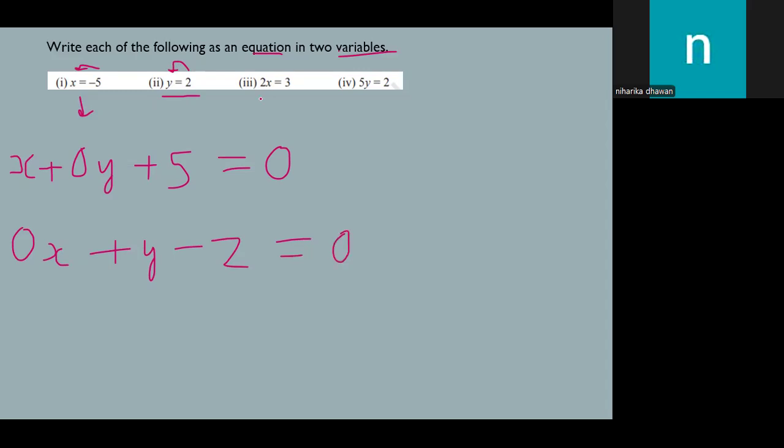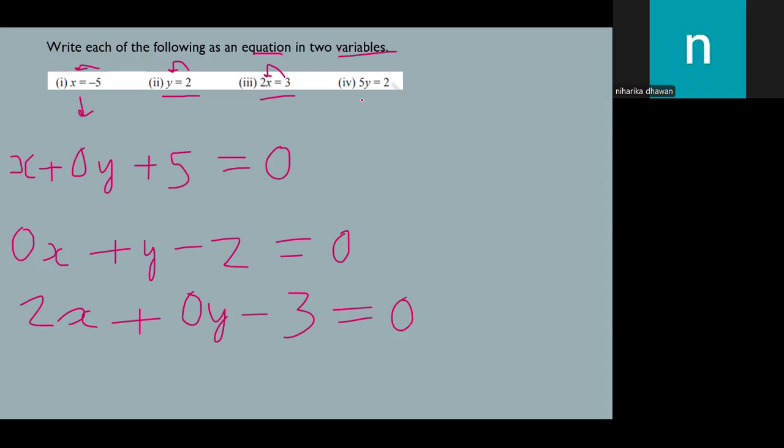Third equation is 2x equal to 3. Now here we don't have a y term. So just to include that y term, we will write 0y and we will shift this 3 to the left hand side. So we will get 2x minus 3 equal to 0.